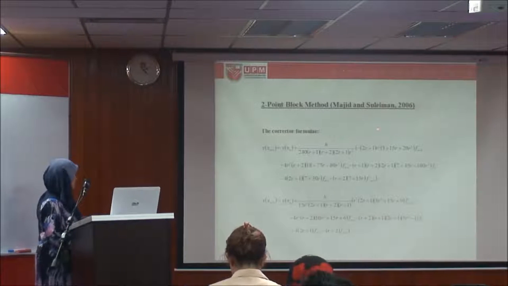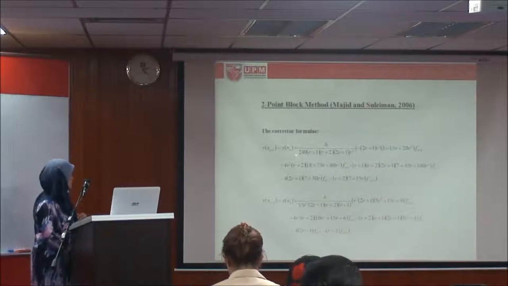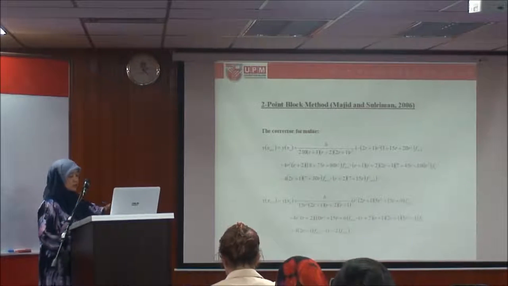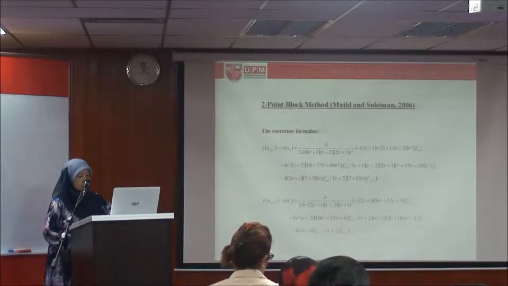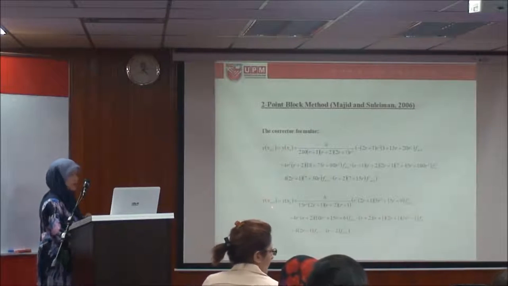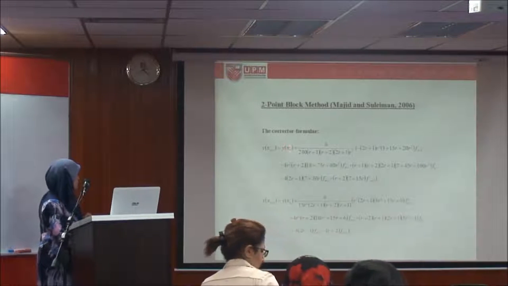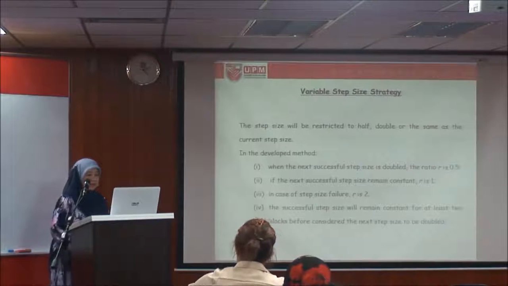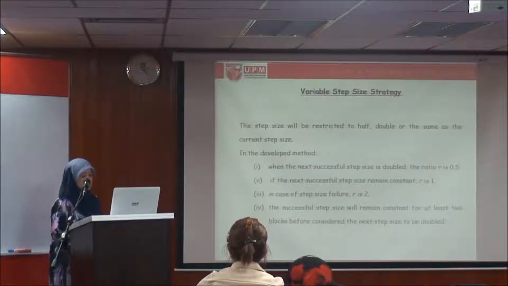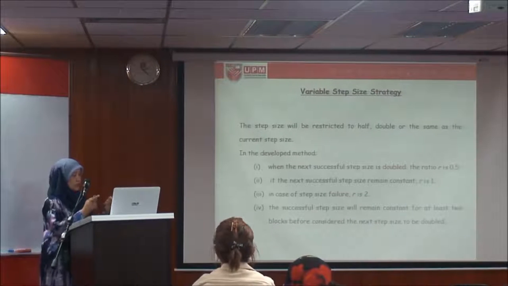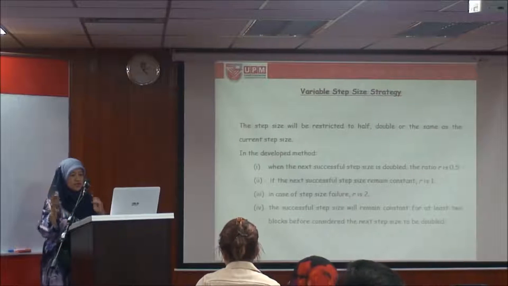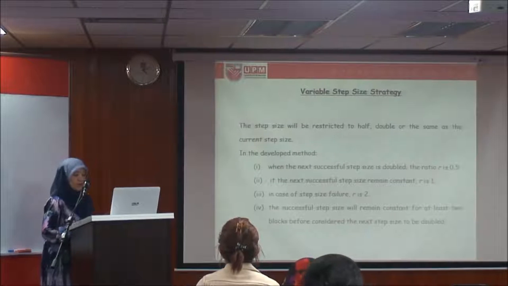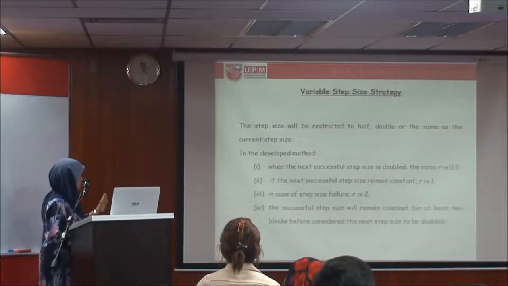This is the formula. As from the previous interval, as you can see here, we have the R inside because we want to implement it for the variable step size. So we have yn plus 1 and yn plus 2, and we integrate from xn. This is just a brief idea for the step size strategy. If you do the calculation that involves the interval, you will see that as you double the step size, the ratio R will be 0.5. If it's constant, R is 1, and if the step fails, R is 2.